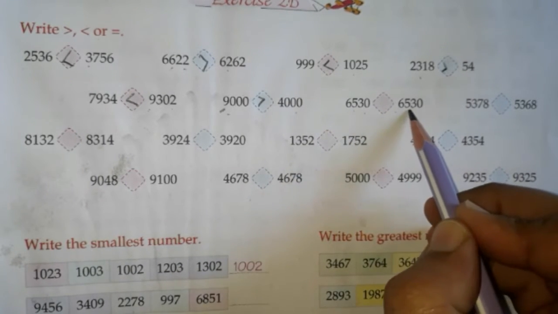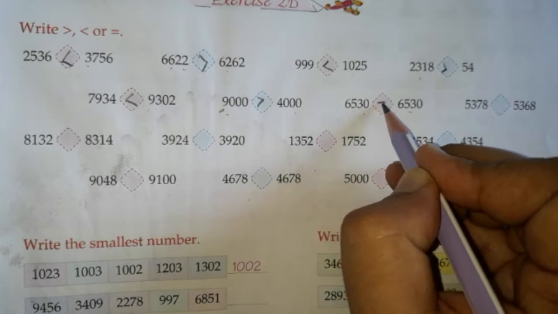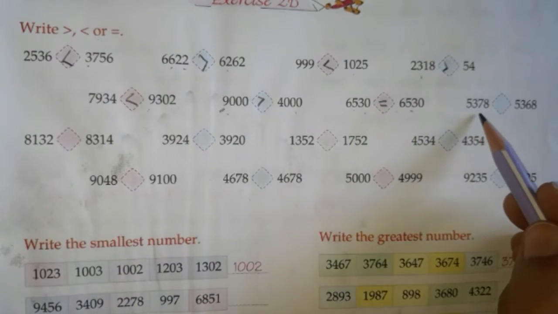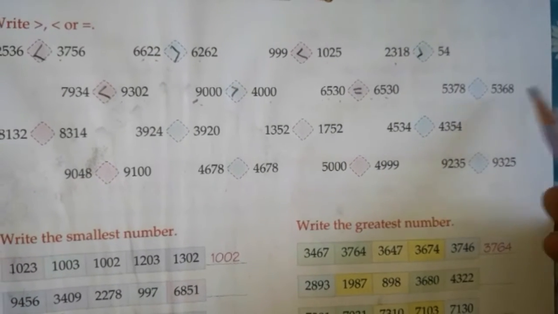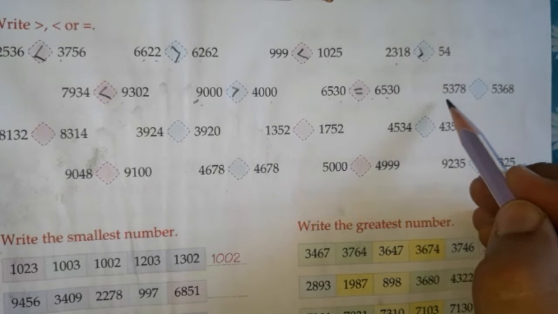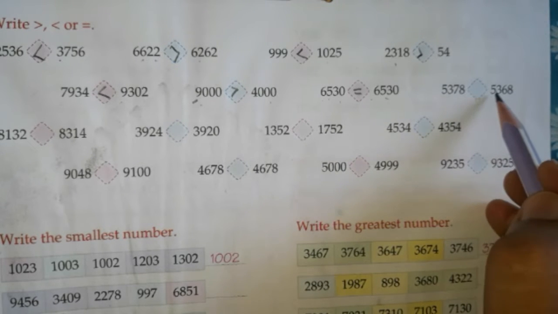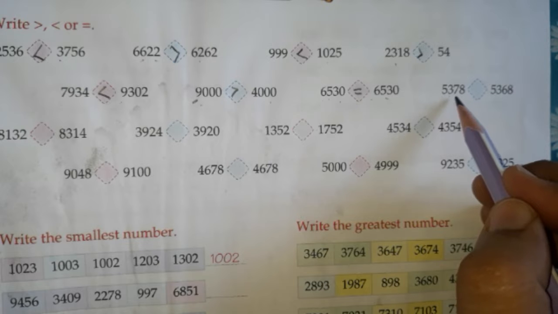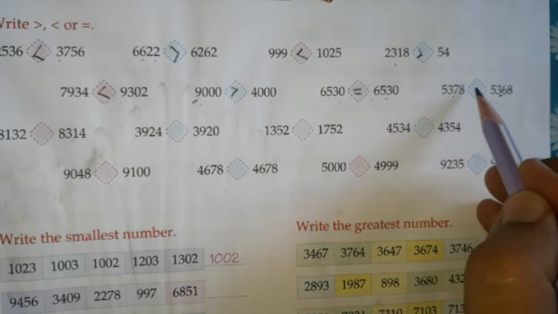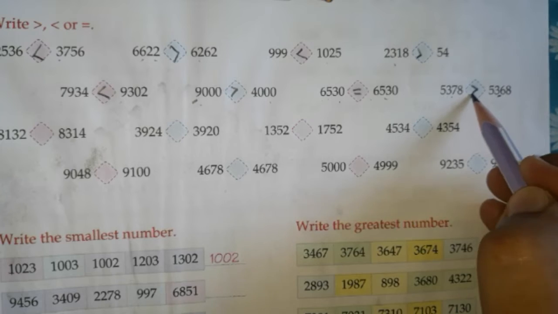6530, 6530. Both the numbers are same, so we'll go for this number. 5378 and 5368. So we'll go for the first digit, it is 5 in both the numbers. Then we'll go for the second digit, 3. It is also same. Then we go for the next number which is on the 10th place. It is 7 and it is 6. 7 is greater, so this number will be greater.